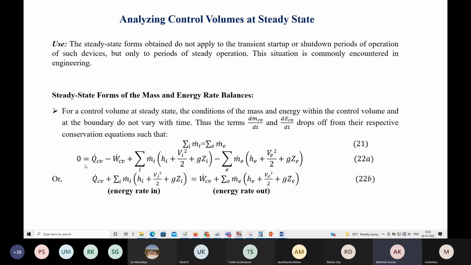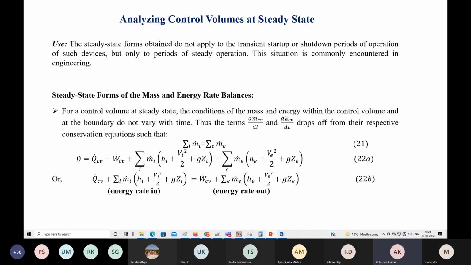Now, here we are considering steady state. What is the steady state? This is accumulation, whatever is there, that we are equalizing to 0. That means the change in the energy within the domain is 0 here. That is in the case of your conservation equation.